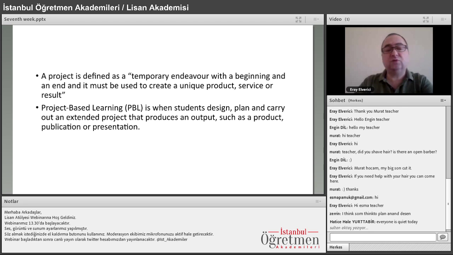And here, I want to talk about project-based learning, PBL. Project-based learning is when students design, plan, and carry out an extended project that produces an output, such as a product, publication, or presentation. So, as you can see, there are three important P's here: product, publication, and presentation. What is a product? What can we call a product?